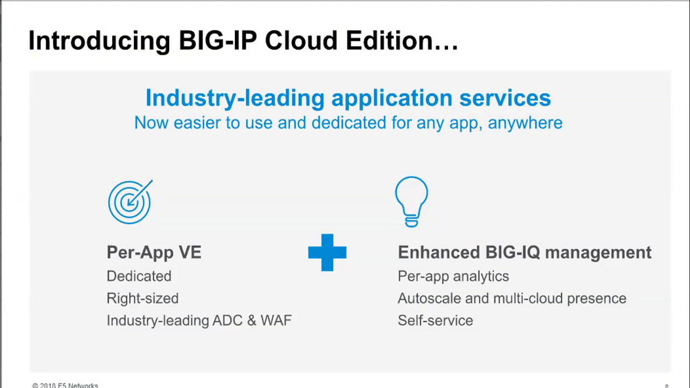combination of per app VE. So before I proceed, Big IP comes in different versions. It comes as hardware, it comes as software. It also comes as a cloud edition. So the hardware of Big IP is known as Big IP appliances, and the software version of it is known as Big IP Virtual Edition, while the Cloud Edition is known as the Cloud Edition.